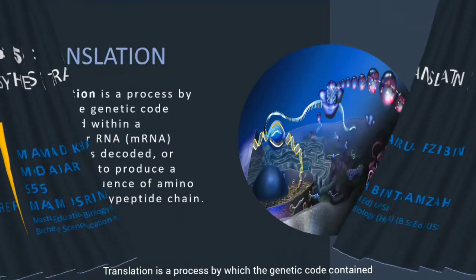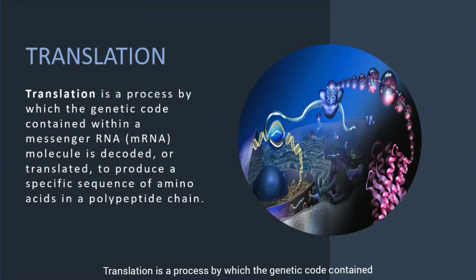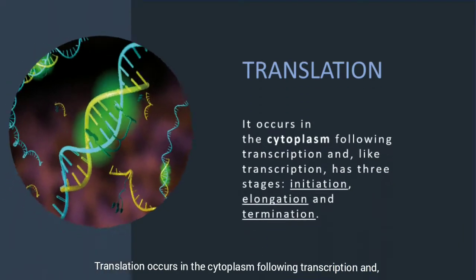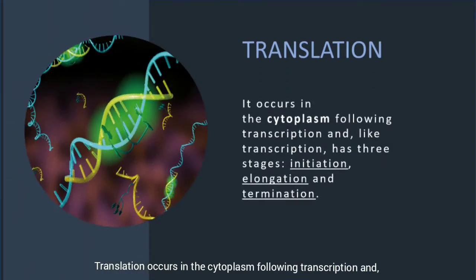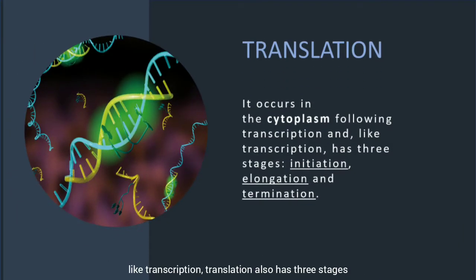Translation is a process by which the genetic code contained within a messenger RNA molecule is decoded to produce a specific sequence of amino acids. Translation occurs in the cytoplasm following transcription and, like transcription, translation also has three stages: initiation, elongation, and termination.